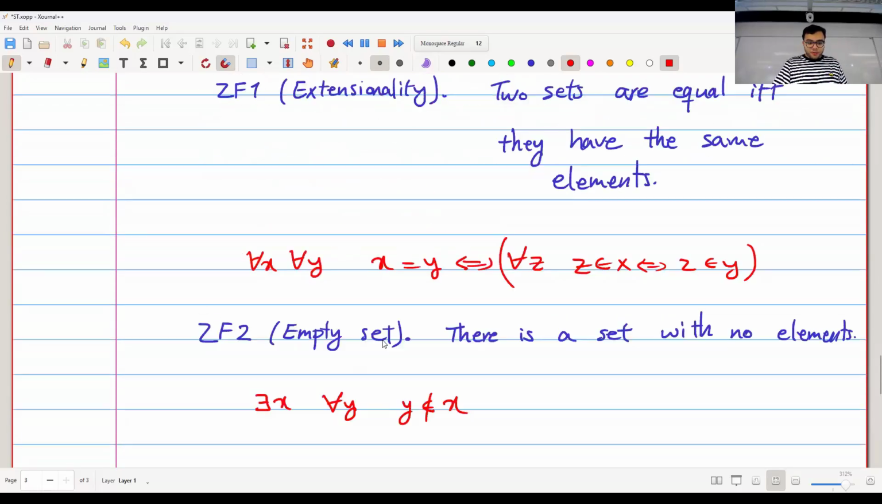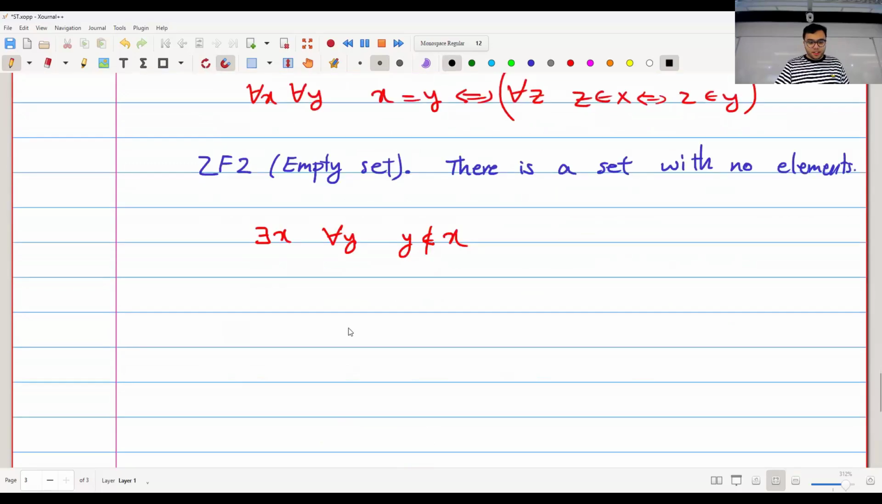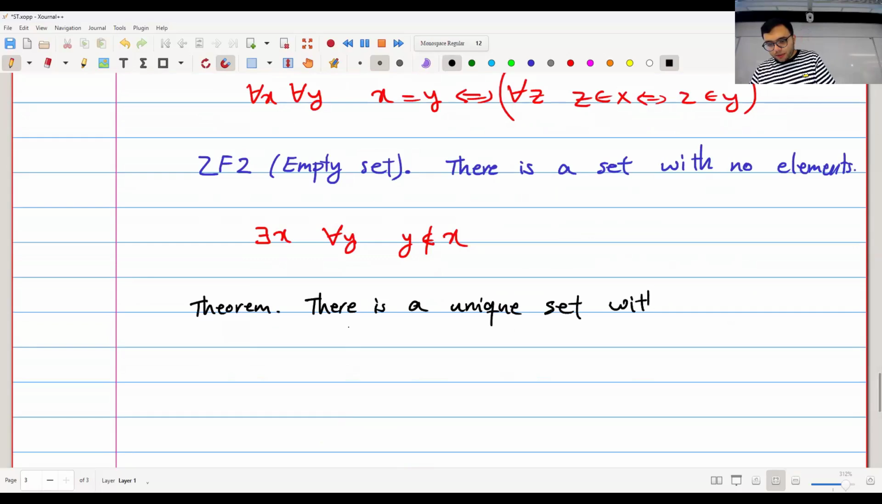We have two of our many axioms, but we can already prove something. Here's the theorem I want to prove. I want to prove that the empty set is unique. There is only one empty set. How would you prove this? So we say that there is a unique set with no elements.